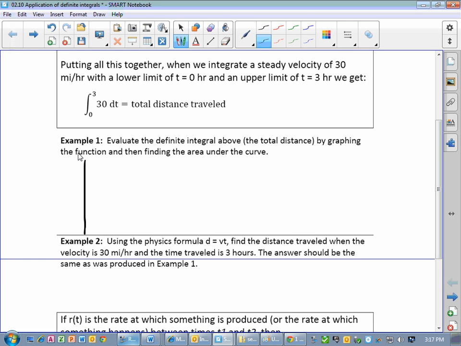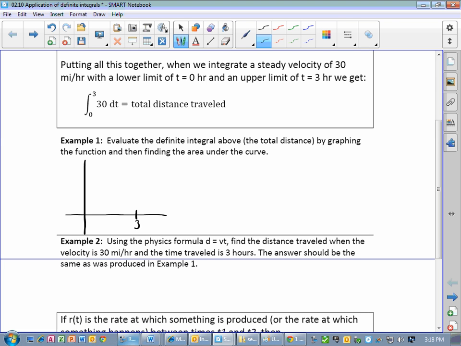So let's graph our function. Now what are our t values that we're going to be looking at? 0 and 3. So we're integrating from 0 to 3, so 0, and then I'll come over here and put 3. And then what are the y values we're going to be looking at? In other words, what is the y value at 0? And what is that, according to this? Our function is 30.